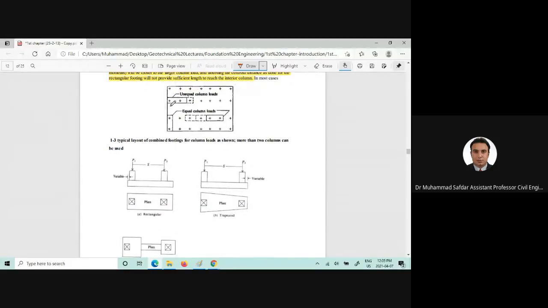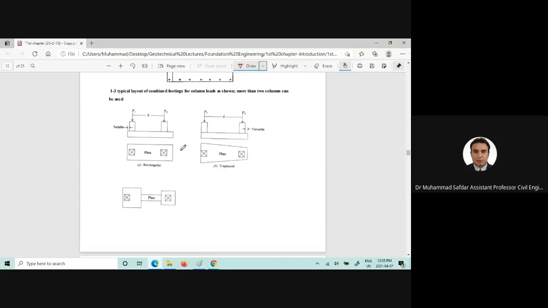Sometimes the column cannot be placed at equal intervals. For some reasons, if you want to place equipment here, or if you have non-uniform distribution in the soil, sometimes the load will be greater in one case, or sometimes P1 can be less than P2. Now, in these cases, what will happen? We need to use the combined footing.